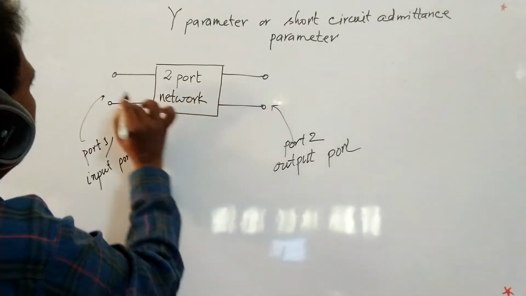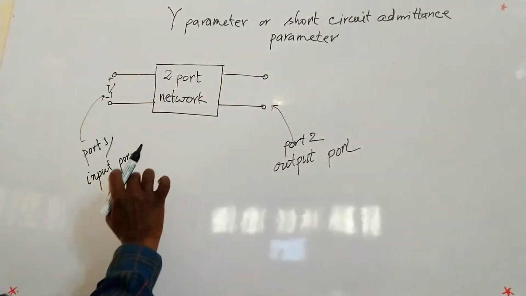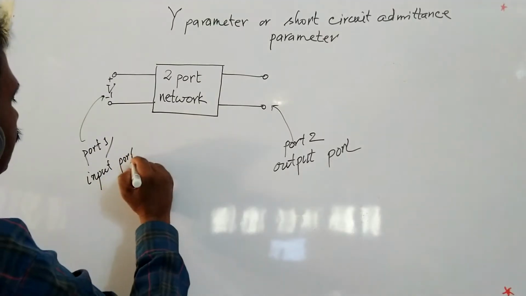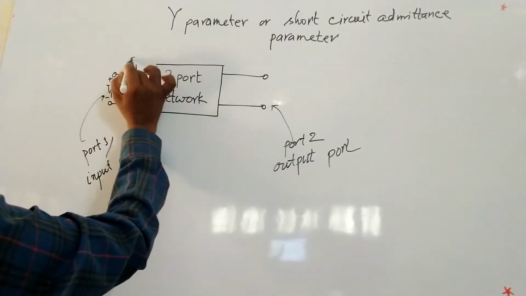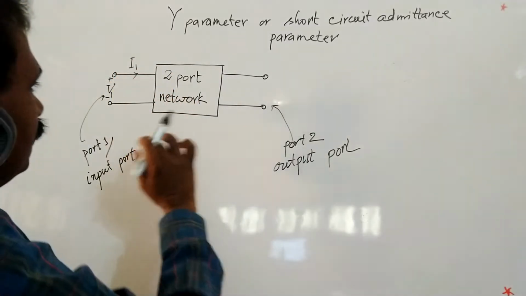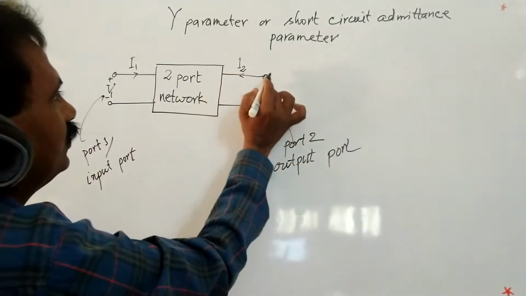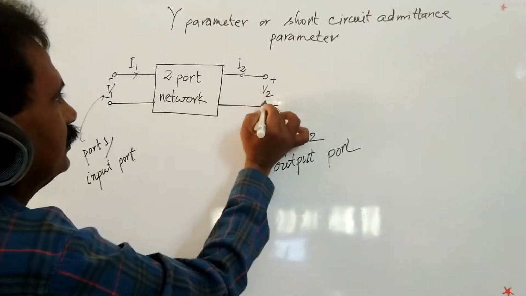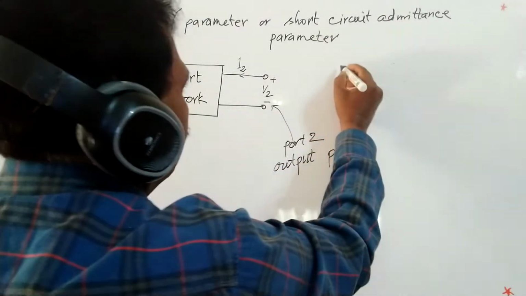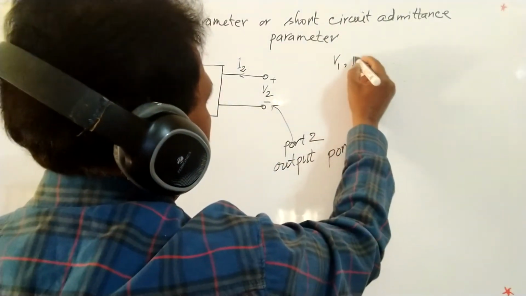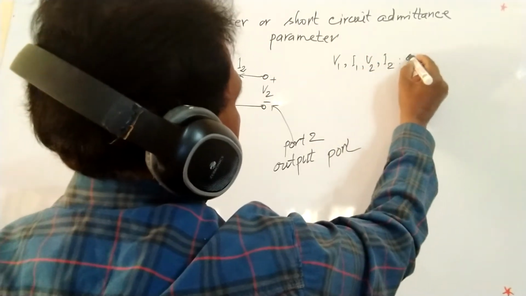Obviously it will have a voltage V1, that is the voltage of port 1 or the input port, and this is the current I1, the current passing through the input port. I2 is the current passing through the output port, and V2 is the voltage across the port. Here we get V1, I1, V2, I2 as the four variables.